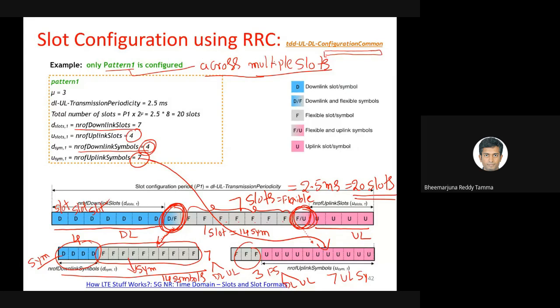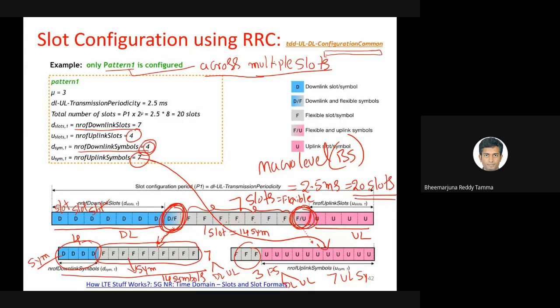So what happens is, at the macro level, the base station is informing the users that I am going to have this configuration of 20 slots, where some of them are for downlink, some of them are for uplink. For the other ones, it is saying that I have not yet decided. I will decide at a later stage during the respective slots. That is the meaning of this.